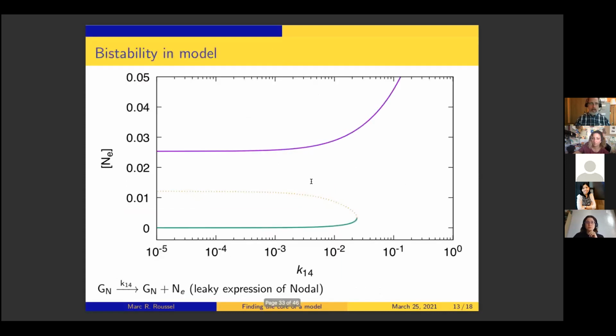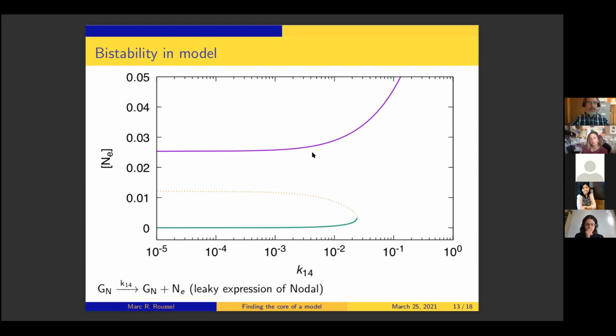Okay, so with this model, it's pretty easy to find conditions under which it's bistable. Here I'm showing just one of the bifurcation diagrams we looked at. We looked at things like, would leaky expression of nodal matter? And the answer is, yes, if the leak is big enough. So this is what's supposed to be the inactive form of the gene, and it's making nodal. If you make the rate constant for that big enough, eventually you don't have bistability anymore. So the solid curves are stable steady states. From here to the left, we have 2 stable steady states. This dotted curve is an unstable steady state.